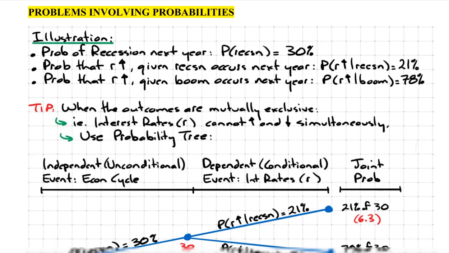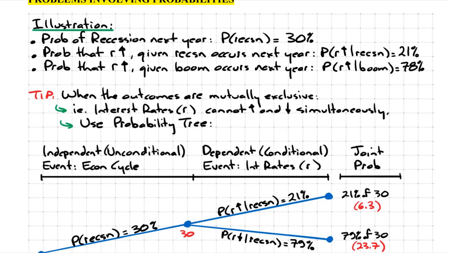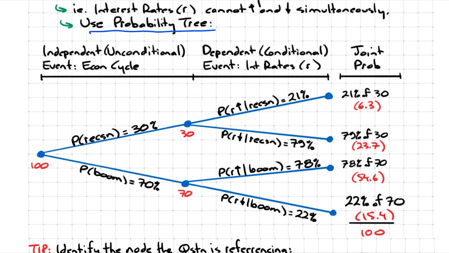So what framework do we want to use here? In this case, the outcomes are mutually exclusive. For example, interest rates cannot go up and down simultaneously. Similarly, the economy can't be in a recession and an expansion at the same time. So when the outcomes are mutually exclusive, we use a probability tree. And here it is. So here's our framework.